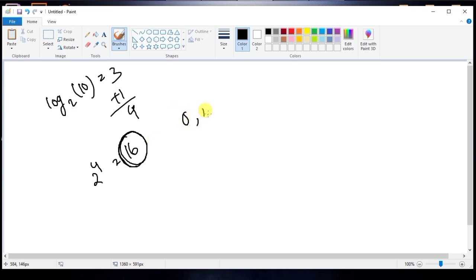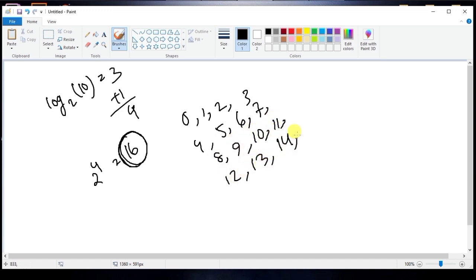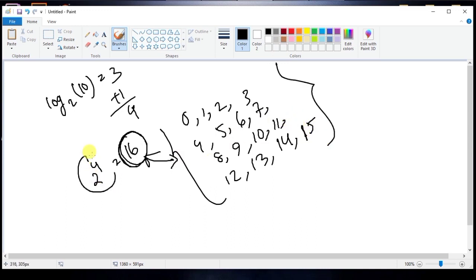Okay, so 0, 1, 2, 3, 4, 5, 6, 7, 8, 9, 10, 11, 12, 13, 14 and 15. There are 16 unique values. Actually this is represented by 2 to the power 4. Okay, so how does it help us?